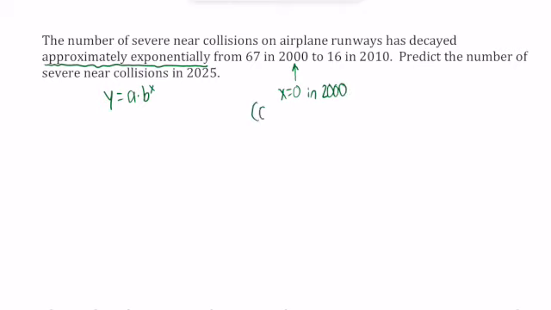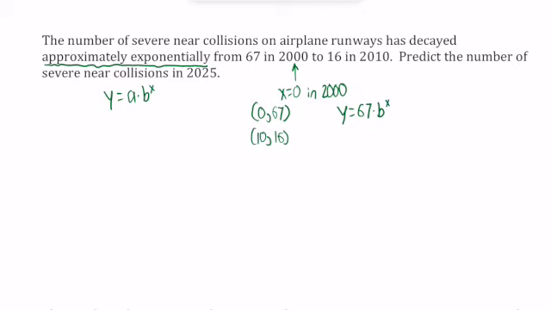This means that our first point would be 0, 67. Then 2010 is 10 years later. Our second point would be 10, 16. Now, since that first point has an x value of 0, we already know that a is 67. And we have y equals 67 times b to the x.